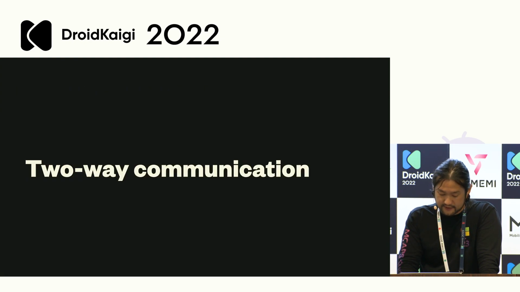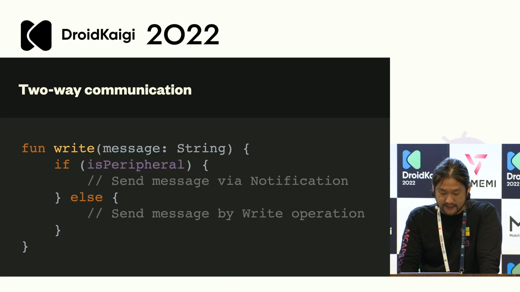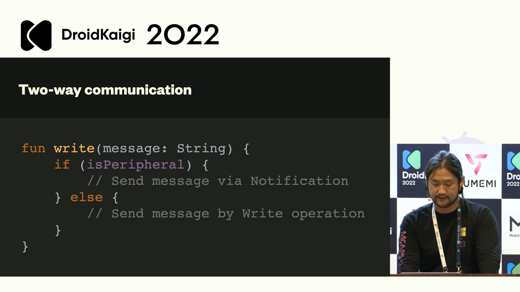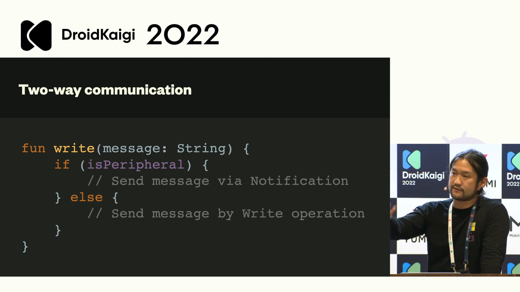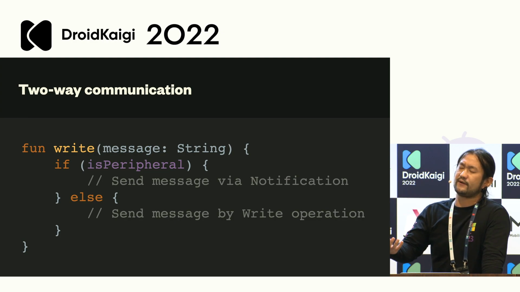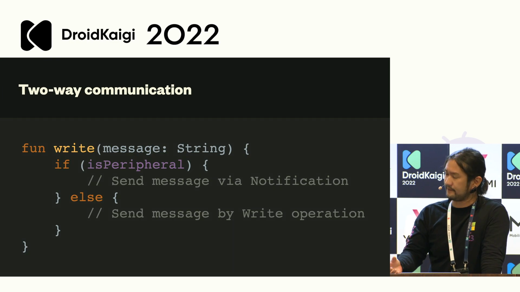Now we are ready. Let's try to do two-way communication with BLE. We will now implement this write method. As you can see, the process is divided into central and peripheral. This is because, as explained earlier in the architecture, the means of sending data is very different. From central to peripheral, central just tries to write it directly. On the other hand, from peripheral, the only way to send data is through notify.